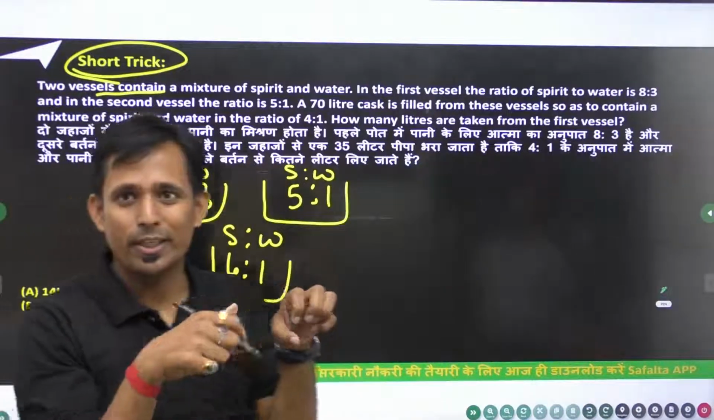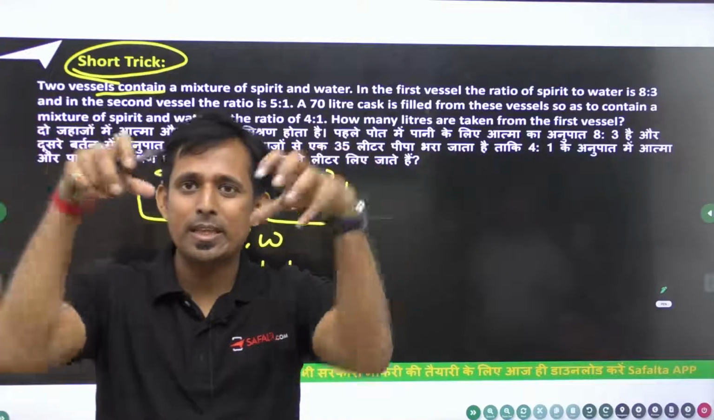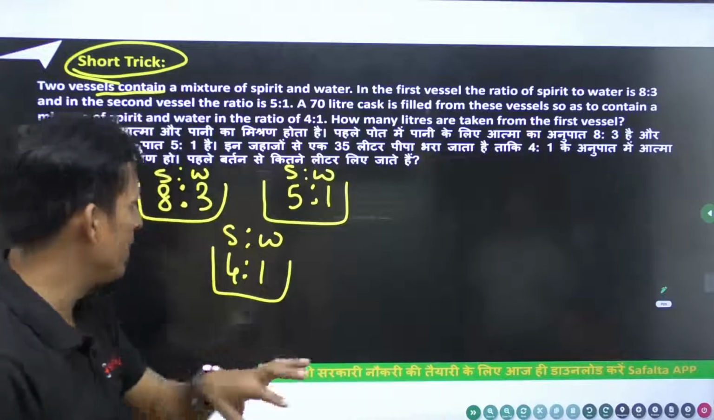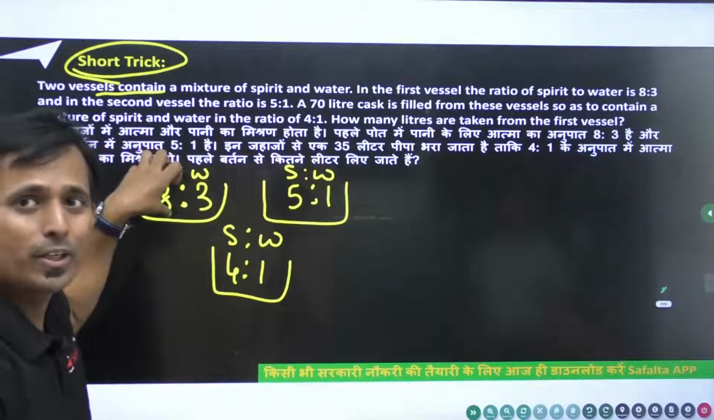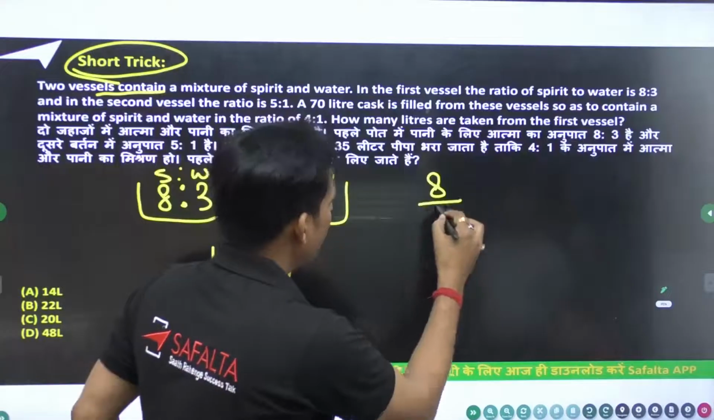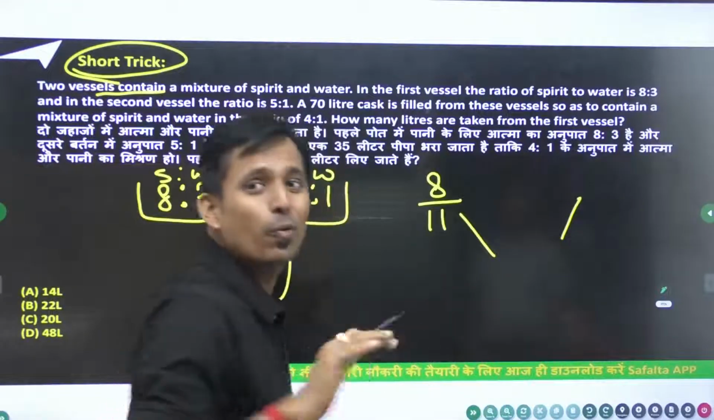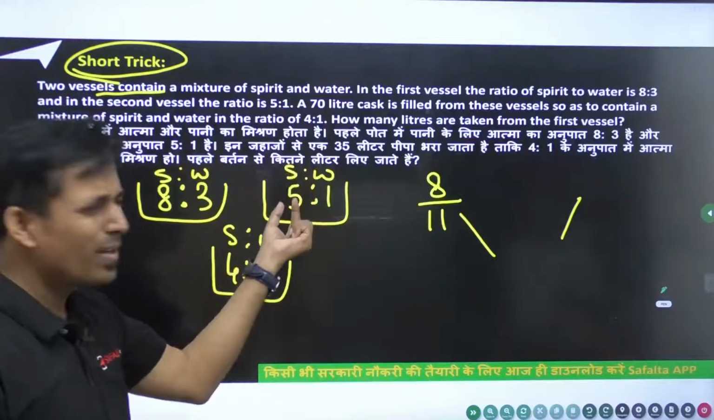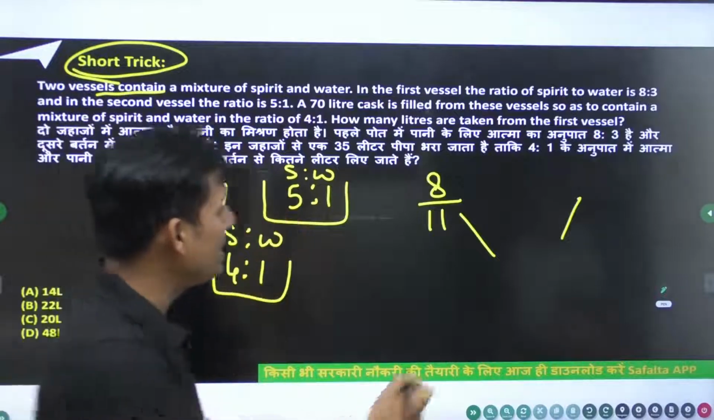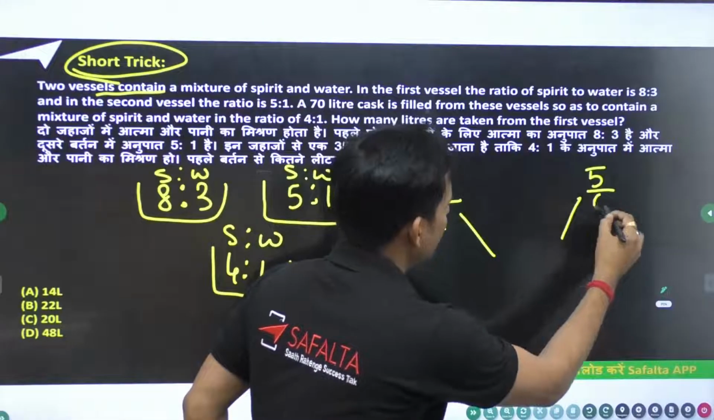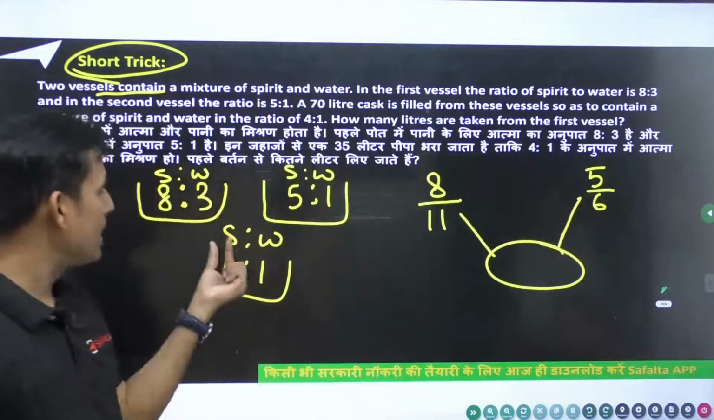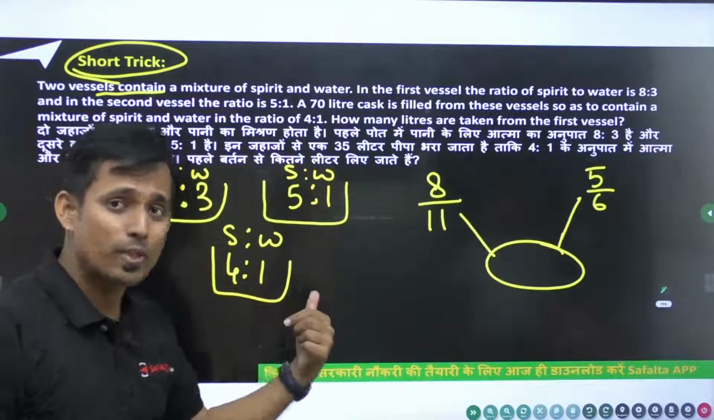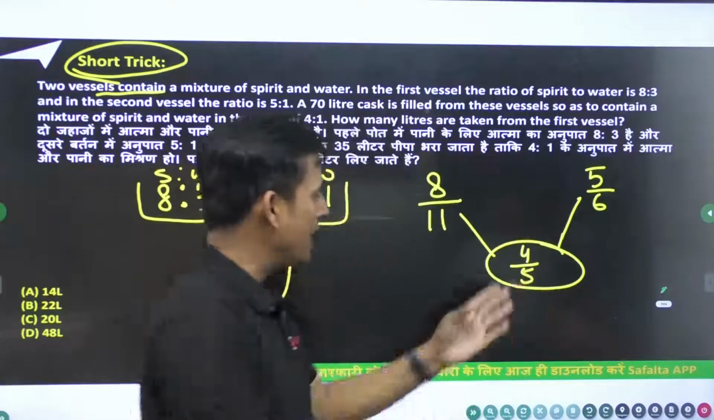So we have three quantities, and all of you know, if we mix two to make one final resultant quantity, then we can use the mixture alligation method. The method is very, very easy. Suppose I am going to take the quantity of spirit. We can write the quantity of spirit as 8/11, because this is the arrow method, the theory of alligation. So this is 8/11, the quantity of spirit. Similarly, from the second vessel we can take the spirit quantity, that is 5/(5+1), which is 5/6, and the resultant of spirit is 4/(4+1). So the quantity of spirit in this mixture is 4/5. You can also write 80% if you know.